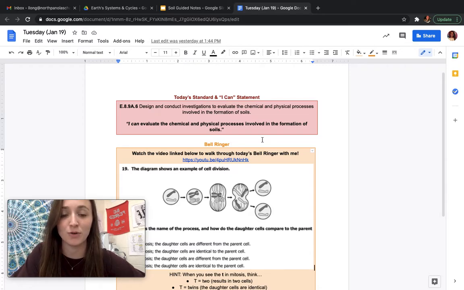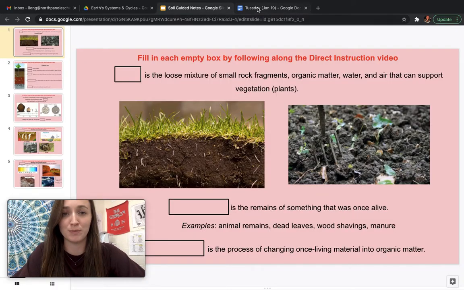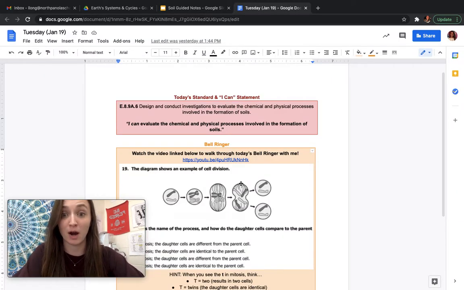All right, so you have your bell ringer done, you've got your guided notes pulled up, and you are ready to rock and roll. So, what are we going to talk about today? Today, I can evaluate the chemical and physical processes involved in the formation of soils.